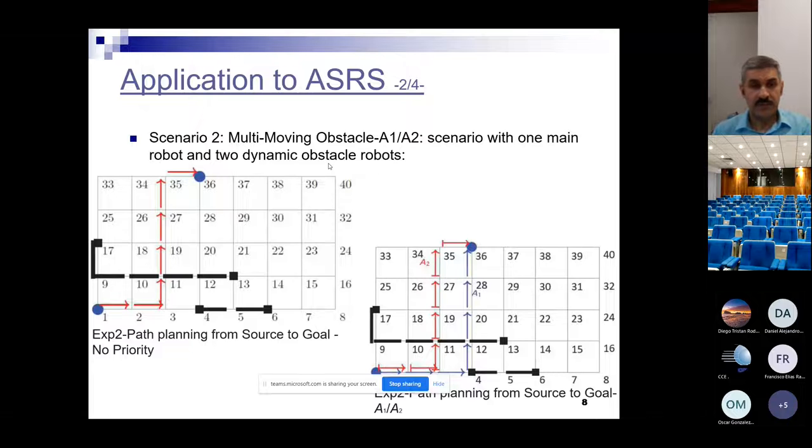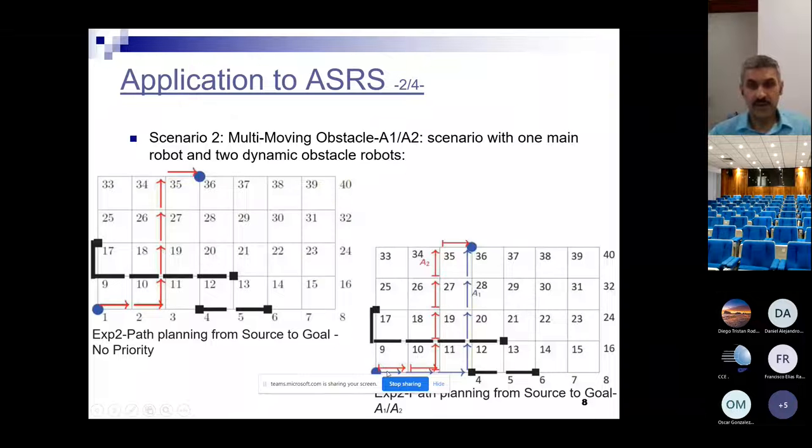So what will happen if there is no priority? The main robot will move to point number three and keep waiting until the first robot leaves node 11 and goes to 12, after which the main robot will be able to move until it reaches node 36.